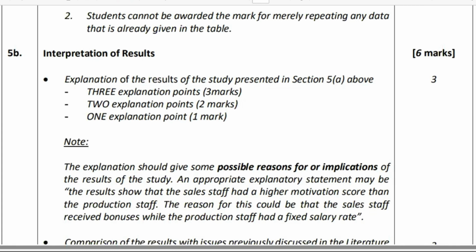So your interpretation of your results is you giving an explanation of why the results of the study are what they are, right? 3 explanation points, you get 3 marks. So make sure that you have 3 points.